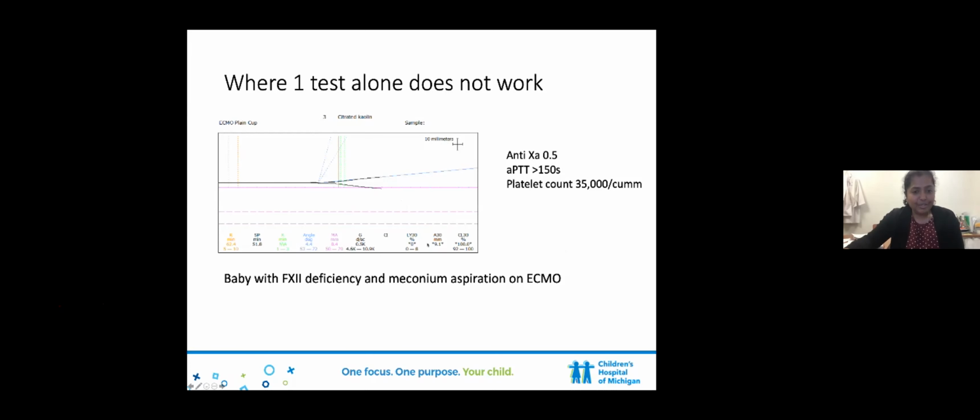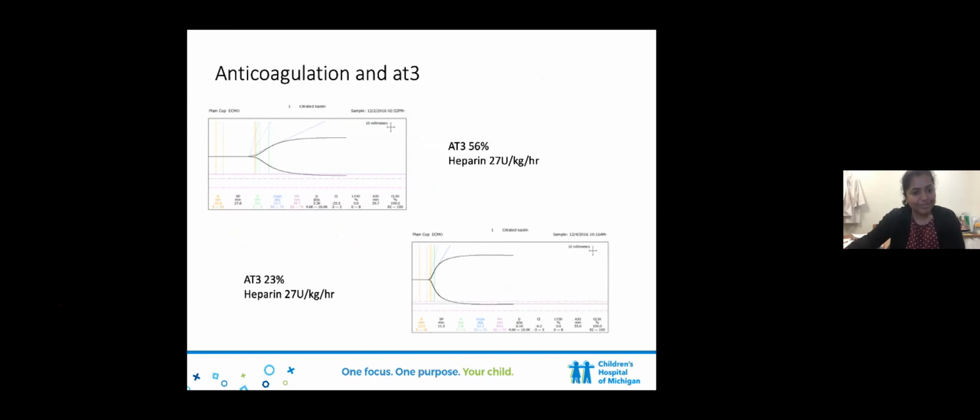So here you have to remember, you have to look at all the assays and try to understand why they do not match up. And when we measured based on the fact that this really long R time and the PTT being as long as it was, we actually measured the factor 12 activity and it was 25%. And FYI, this patient never clotted, which is something that we know might happen if you have a 12 deficiency.